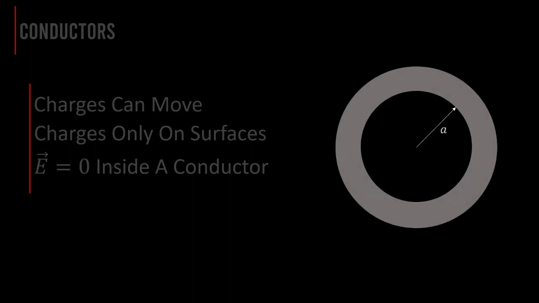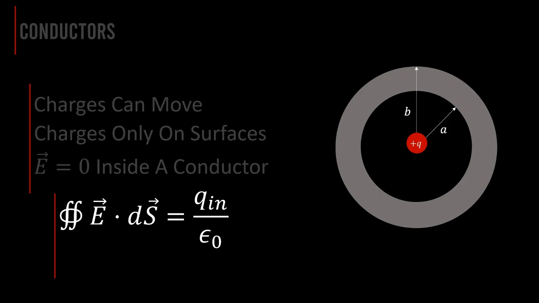So in order to think about this, let's consider some spherical conducting shell that has some inner radius of A and some outer radius of B. So now let's put a charge of plus Q at the center. And ultimately what we'd like to do is determine what the charges are on the inner surface A and the outer surface B. So let's consider Gauss's law again and draw some Gaussian surface.